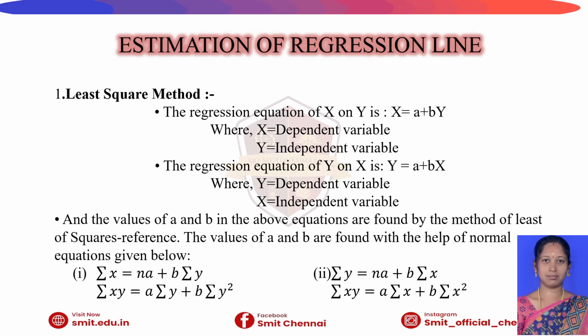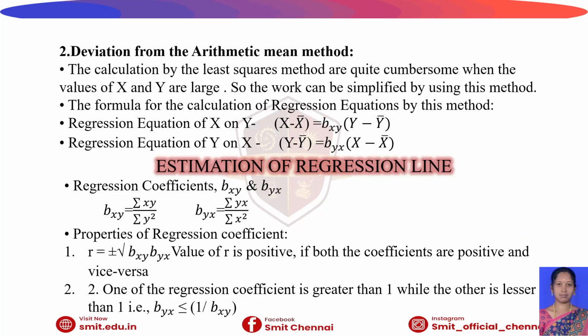The values of a and b are found with the help of the normal equations given below. Summation of x is equal to n a plus b summation of y. Summation of xy is equal to a summation of y plus b summation of y square. Second, summation of y is equal to n a plus b summation of x. Summation of xy is equal to a summation of x plus b summation of x square.